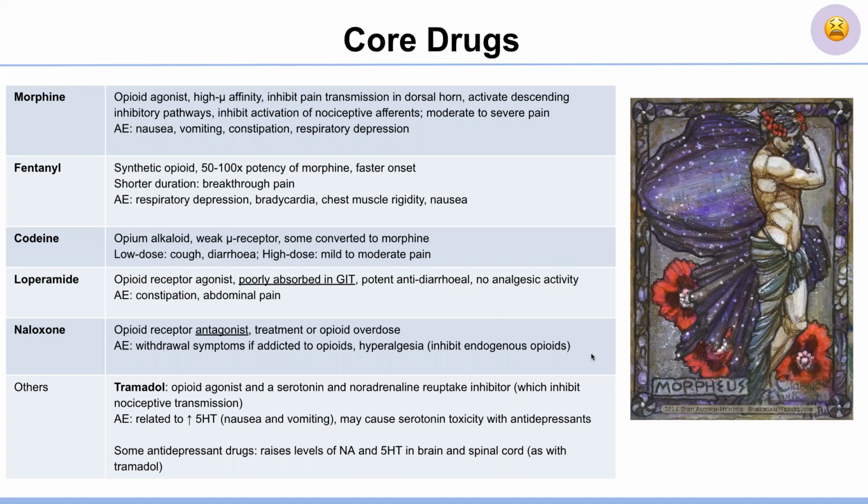Loperamide is an opioid that is poorly absorbed in the GIT. Remember, one of the adverse effects of opioids is slowing gut motility and causing constipation, which is great if you have really bad diarrhea. Loperamide has no analgesic activity.